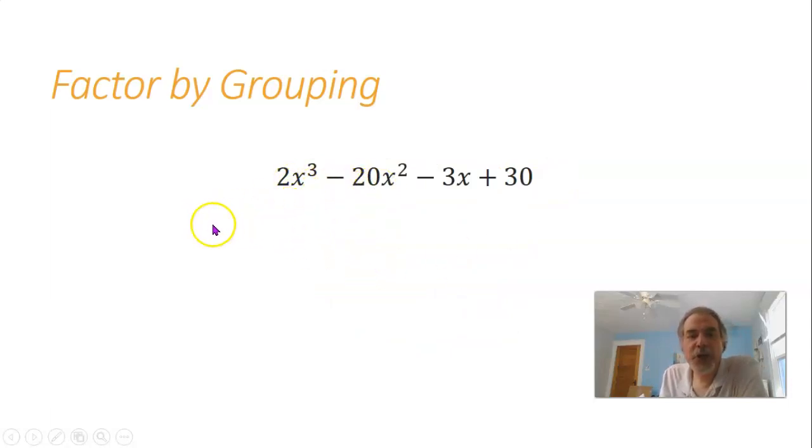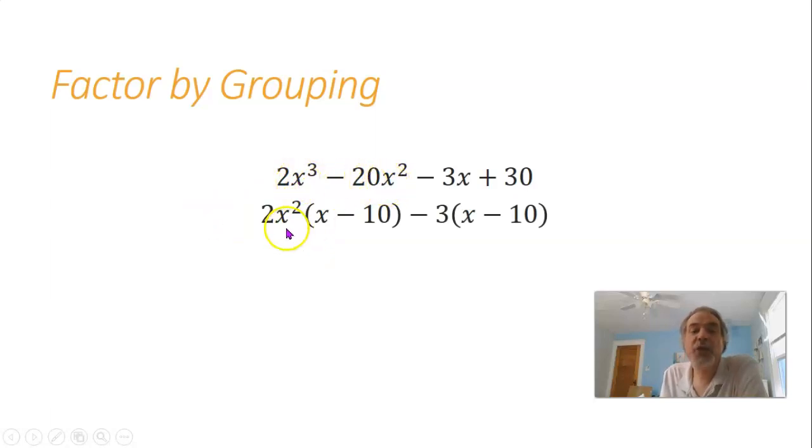So for the first 2, we can pull out 2x squared. 2x squared times x minus 10. And for the last 2, we can pull out what they have in common, which is 3, or really, since there's a minus in front of this, let's pull out negative 3. So this would be a negative 3 times an x, and then this plus 30 here would be like a negative 3 times a negative 10. This would have to be a minus 10 so that this negative times this negative gives us a positive. And now, what do these have in common?